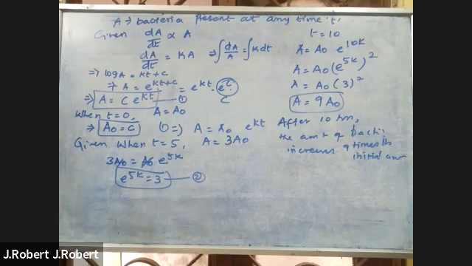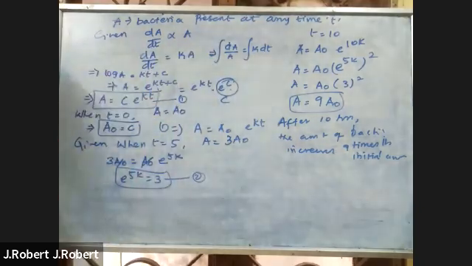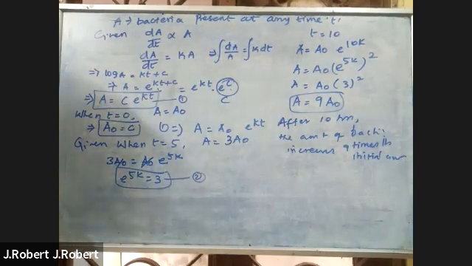Integrating on both sides, we get log A is equal to kt plus c. We want only the amount A. Your A is equal to e power kt plus c. I can write e power c as a constant, therefore C e power kt. This is the first equation, the solution we found for the given differential equation. Using this solution, according to the conditions given in the problem, we are going to solve the problem.